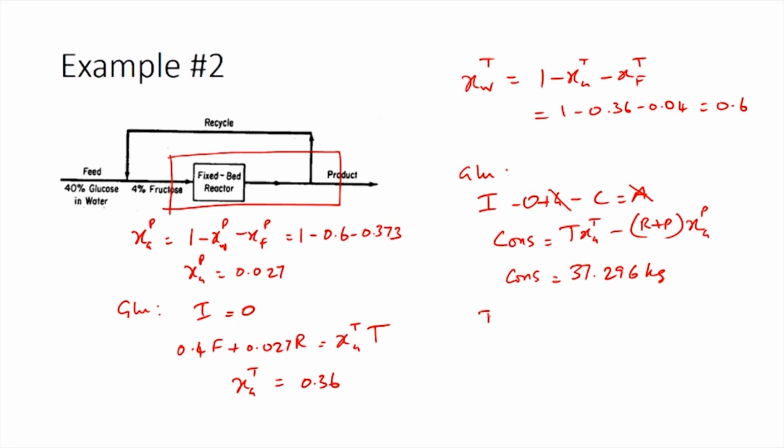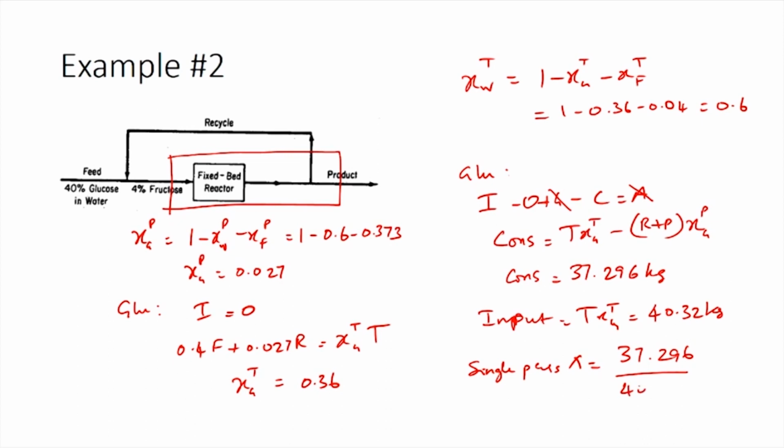Now that we have the consumption, we need to know how much glucose is entering the reactor. Glucose entering the reactor, which is input, would be equal to T times xGT. This is equal to 40.32 kilograms. So, single pass conversion would be glucose consumed in a single pass, which is 37.296, divided by glucose entering, which is 40.32, giving a fraction conversion of 0.925. So, this is the single pass conversion for the system given.